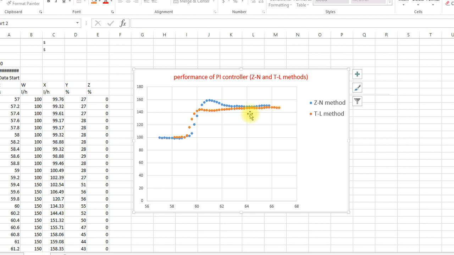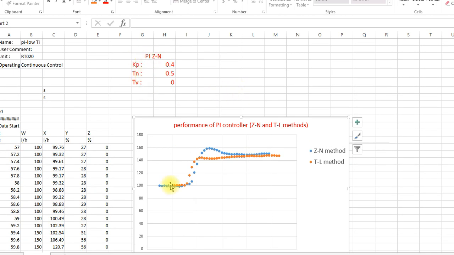So it means that the TL method is slower dynamics-wise. It will not have any oscillation, it will not have overshoot. On the other side, the Ziegler method may have oscillation or may have overshoot, but it will be faster. So this is all about the comparison between these. So let's see the numbers.